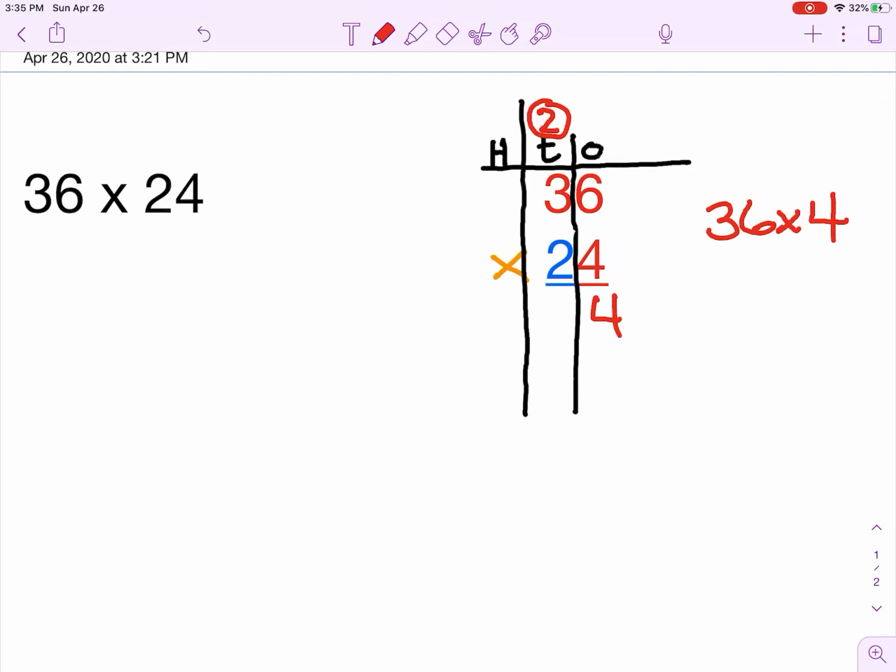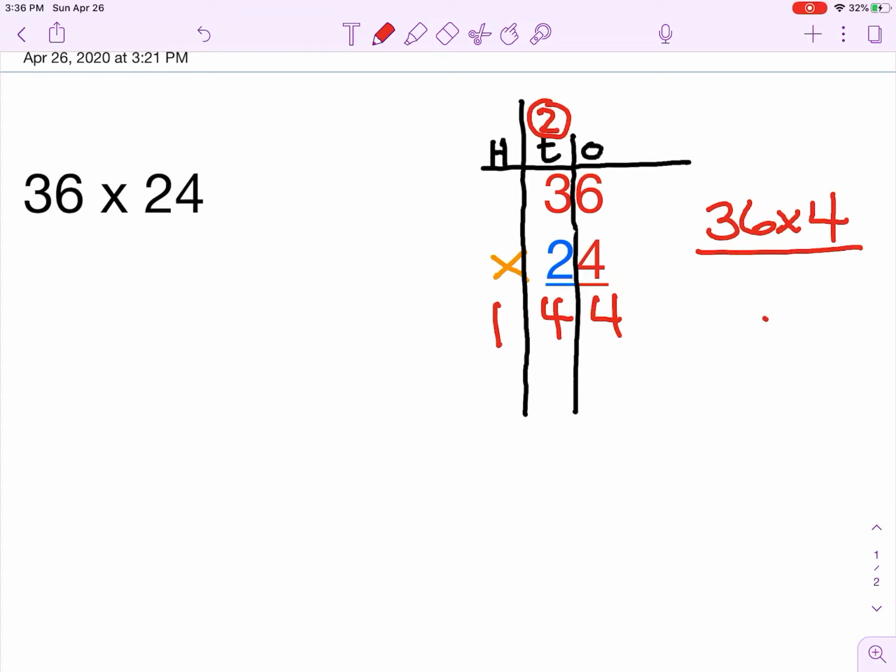Now that I'm done multiplying 6 times 4, I'm going to multiply 4 times 3. So 4 times 3, which is 12, plus the 2 more I circled on top, makes a total of 14. So by the time I'm finished with this first step, 36 times 4, I know that my product is 144. Now I'm going to begin multiplying the tens.